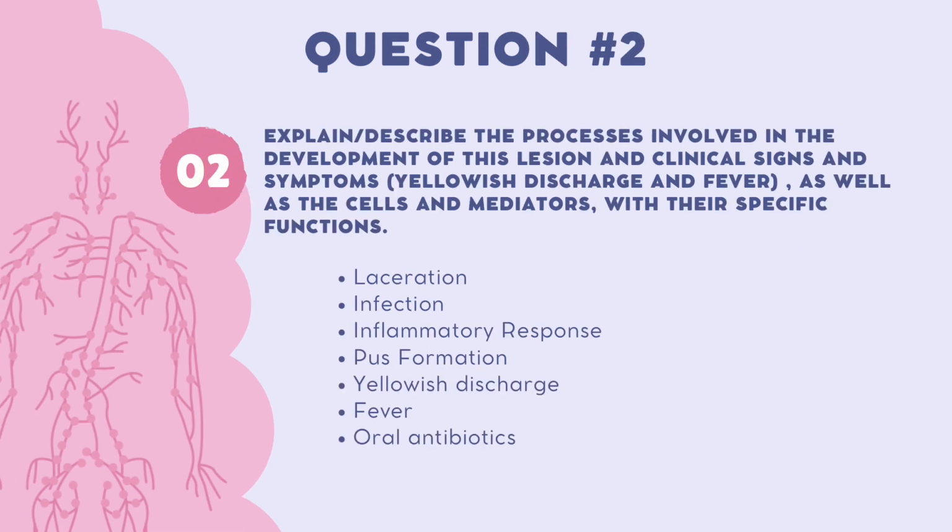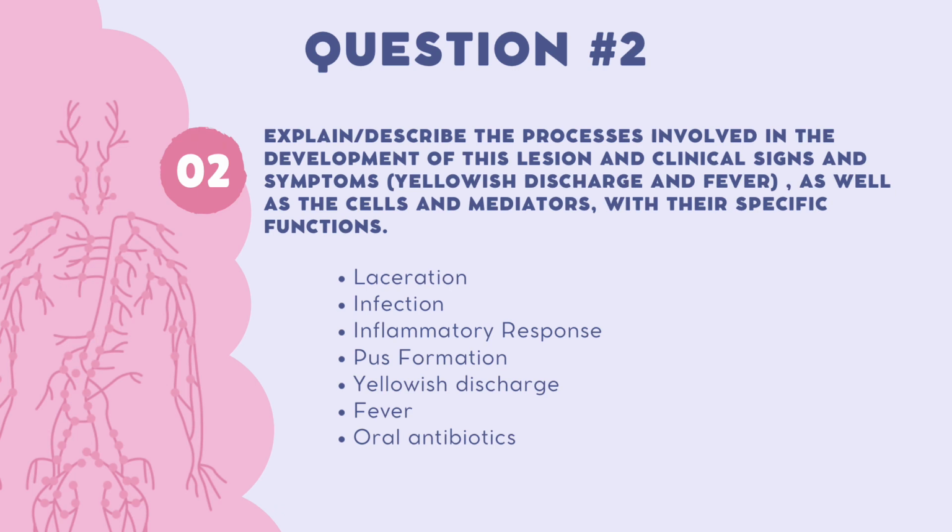Question number 2. Explain and describe the process involved in the development of the lesion and clinical signs and symptoms, yellowish discharge and fever, as well as the cells and mediators with their specific functions. So first is laceration, followed by infection, inflammatory response, pus formation, yellowish discharge, fever, and lastly, oral antibiotics. So, in summary, the development of the lesion involves an initial injury, followed by the entry of bacteria, an inflammatory response, pus formation, and systemic symptoms like fever.